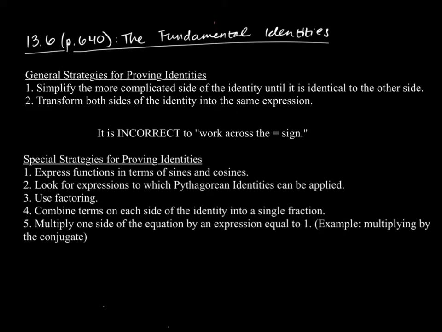Fourth, combine terms on each side of the identity into a single fraction. So combine, so get common denominators, that kind of thing. Fifth, multiply one side of the equation by an expression equal to 1. Okay, so you can multiply by sine x over sine x, or more commonly, what you'll see is multiplying by the conjugate. Either one works, all right? But you have to make sure you're doing it as an expression equal to 1, otherwise you cannot do it. So let's go ahead and look at some examples.